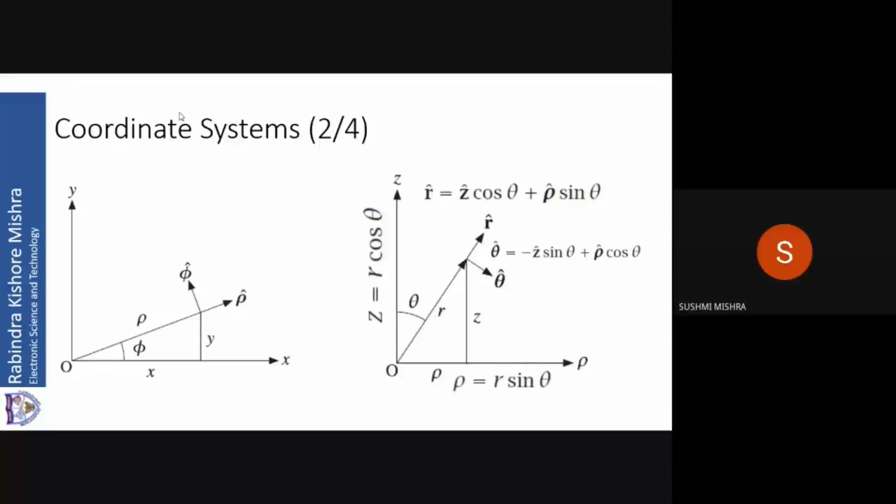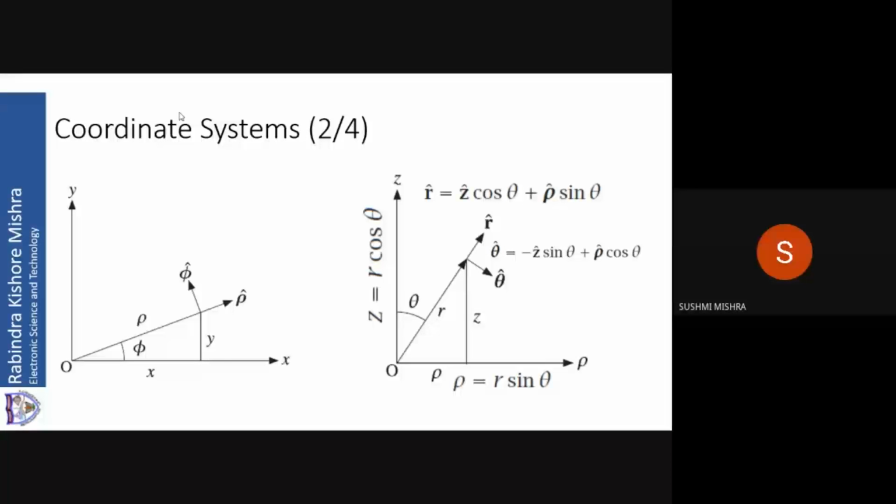Just draw a line at that point along the theta vector, and divide it into two components. One component is along rho, one component is along Z. If you do that, you will find that the angle between the theta cap and rho cap is theta, and because of that you will get rho cap cos theta. And it is in the negative direction of Z, therefore you will get minus Z cap sin theta. So you have now got R cap and theta cap.